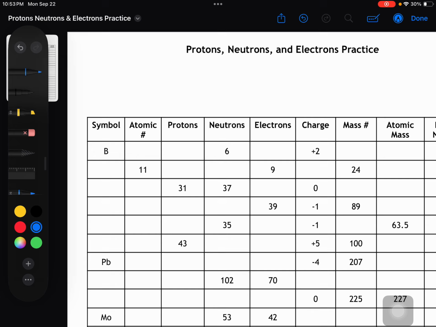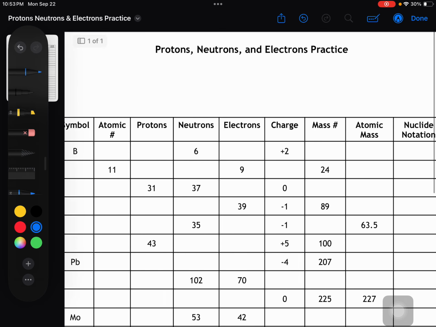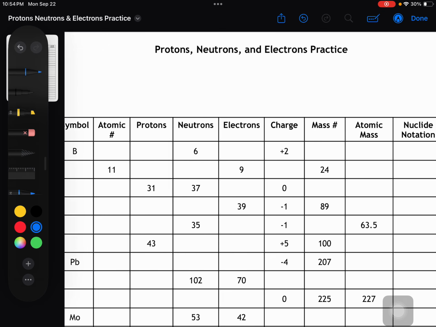So the first one we have is boron, and we are trying to find the atomic number, protons, electrons, mass, atomic mass, and the nuclide notation. Here are some key things to remember.